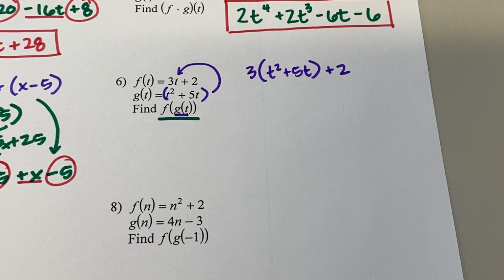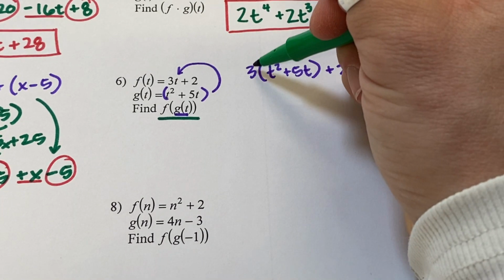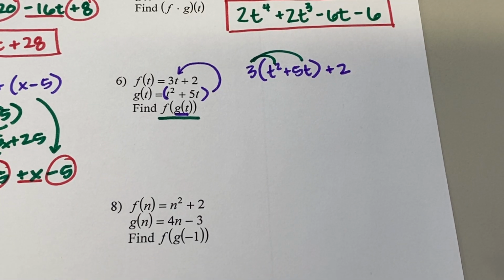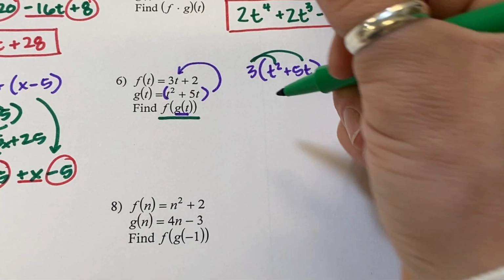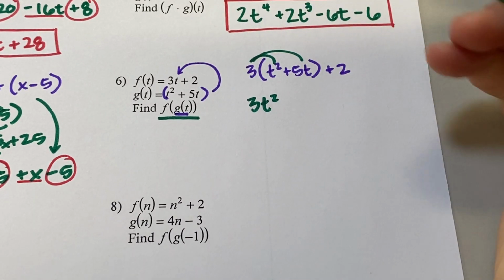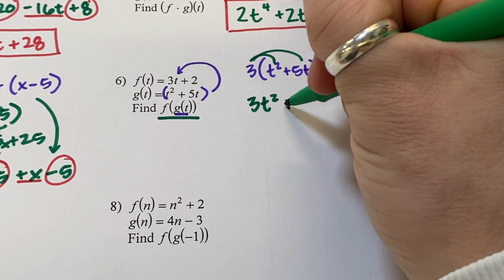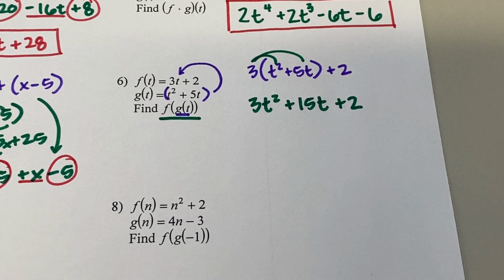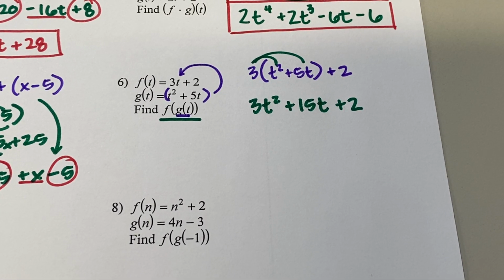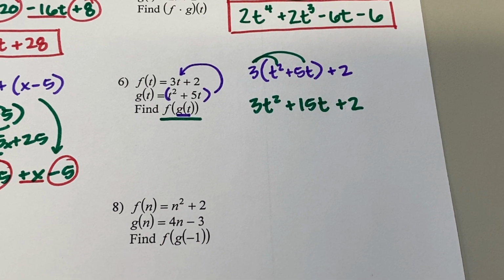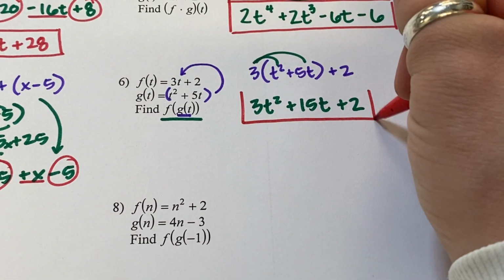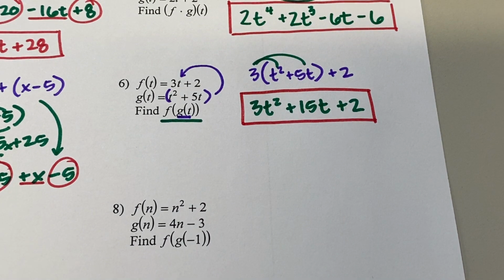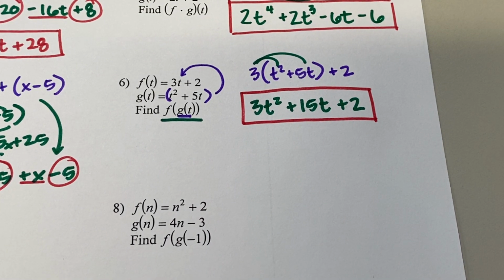Okay, not as many steps as number 5, which is good. All we've got to do is take this 3, distribute it in there, multiply. 3 times t squared becomes 3t squared. 3 times 5t becomes 15t. Then I have my plus 2 on the end. Check and see if there are any like terms we can combine. Okay, there are not, so we're going to go ahead and call that simplified. Okay, beautiful.